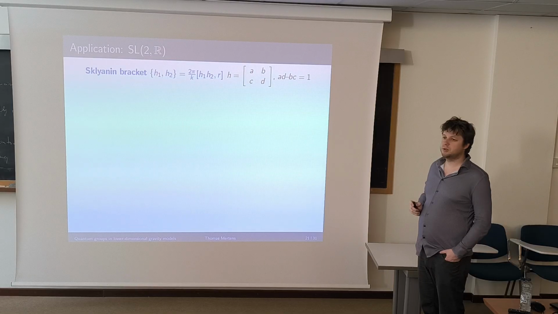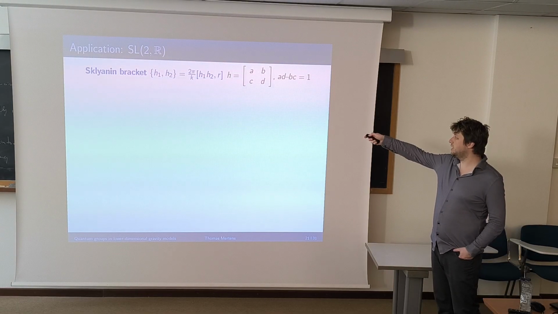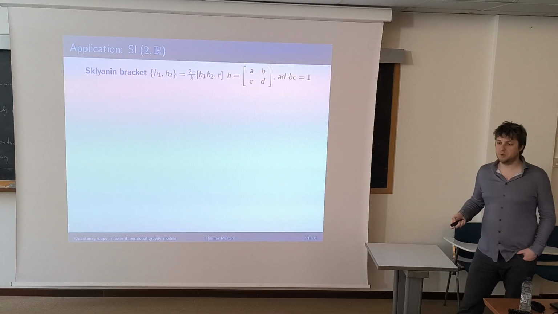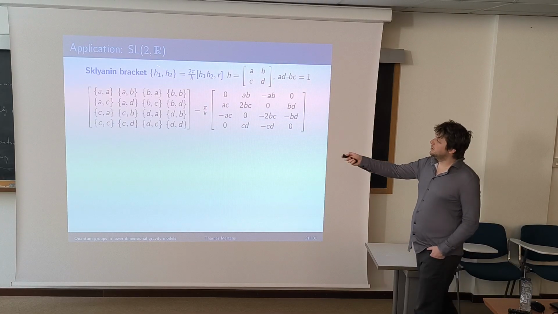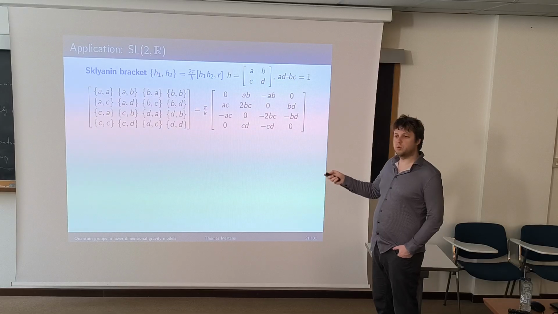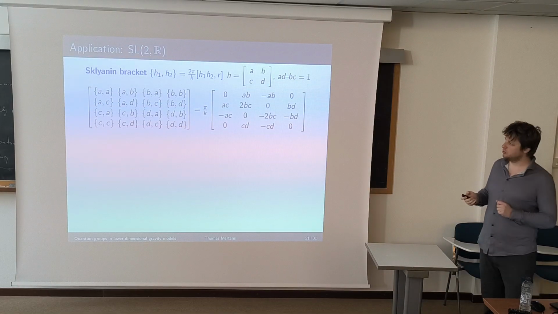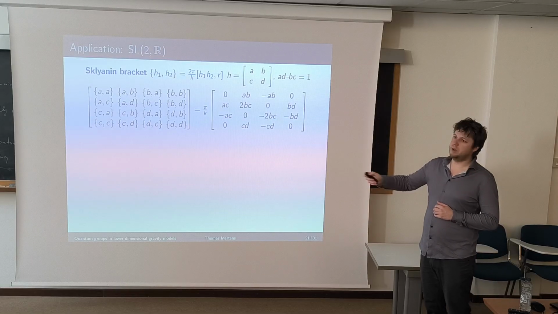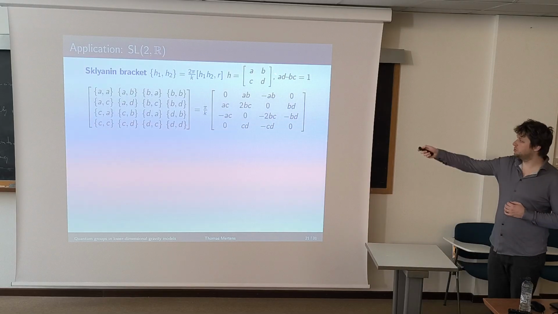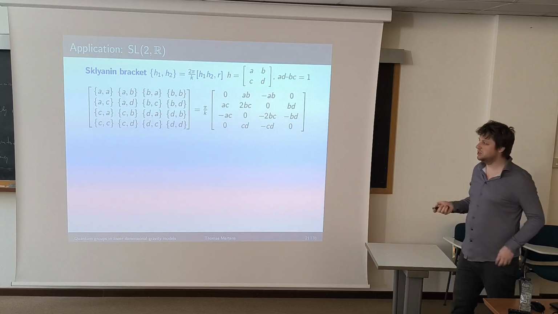So the H matrix that appears here is an SL2R matrix. So I parameterize it as A, B, C, D with AD minus BC is 1. And then on the left-hand side, this Poisson bracket of H1 and H2. So remember, the 1 and 2 means in which tensor factor this object is living. So the left-hand side is just this matrix of Poisson brackets of all of these possibilities of A, B, C, D with A, B, C, D.